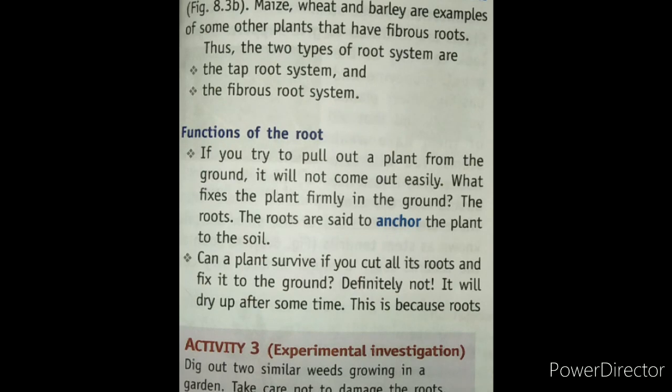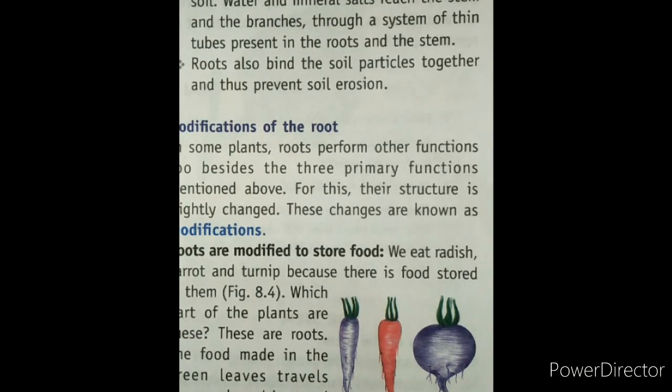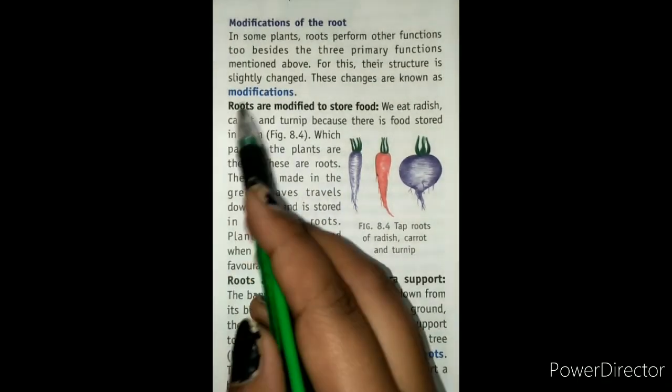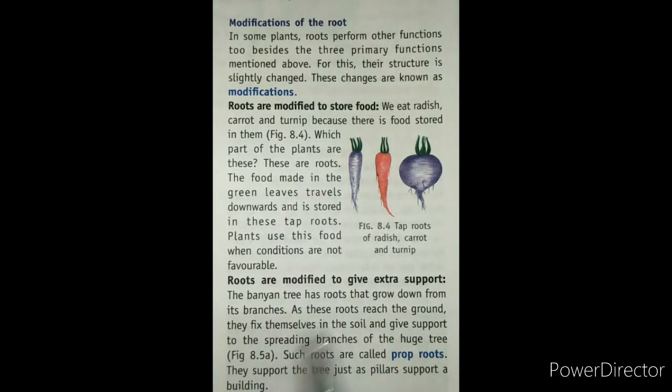So here are the functions of roots. The main function of the root is to fix the plant in the ground. Okay, and the next point is that they help to absorb minerals and water, and they also prevent soil erosion. Modifications are there. Like they store food for some plants, and some even give extra support. You can take the example of banyan.